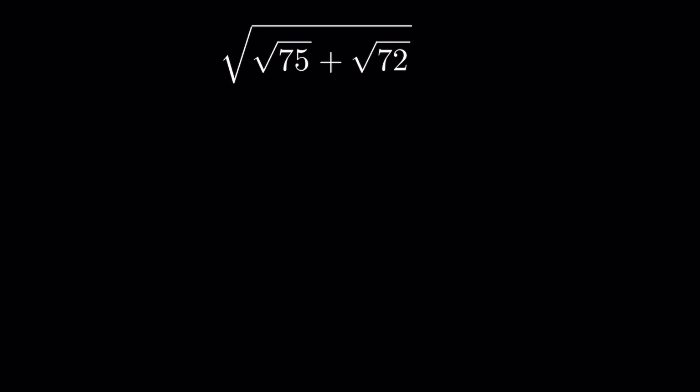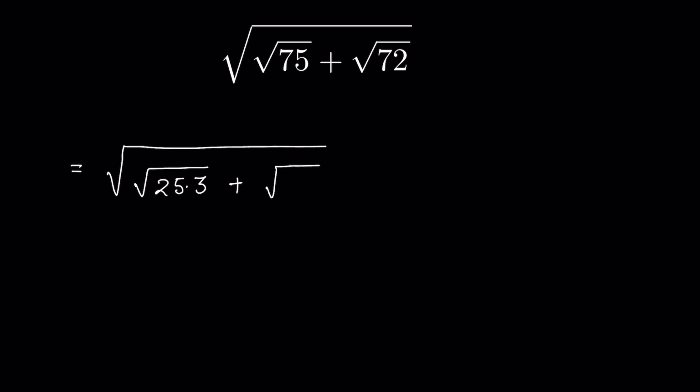Square root of 75 plus square root of 72, all under a square root. We have to simplify this. Let's try. Now, square root of 75, we can write it as 25 times 3 under square root. Then plus square root of 72, we can write as 24 times 3 under square root.